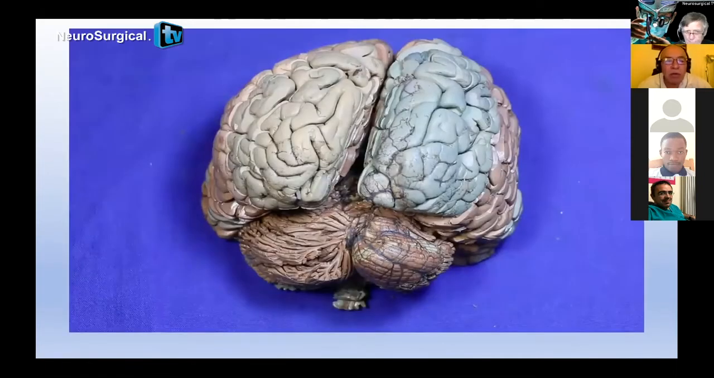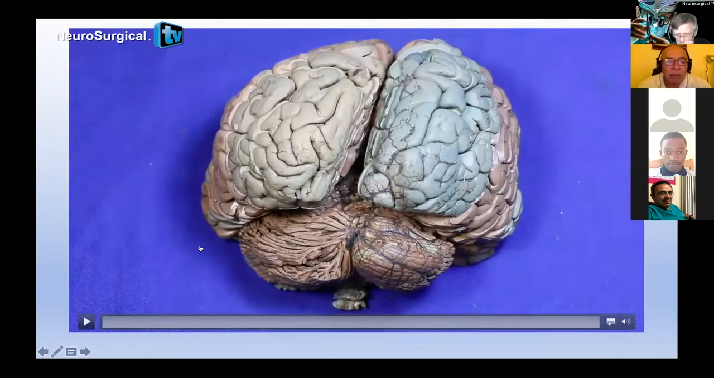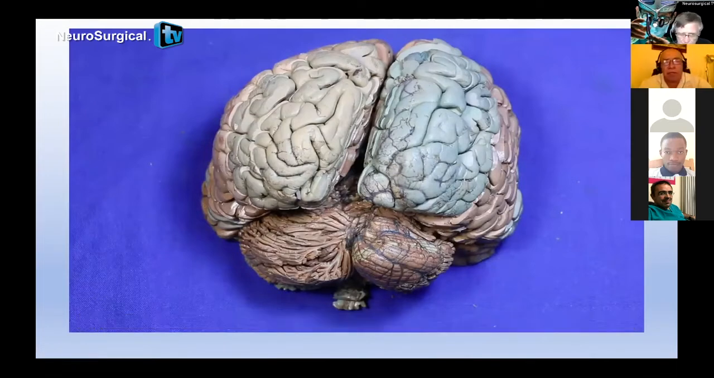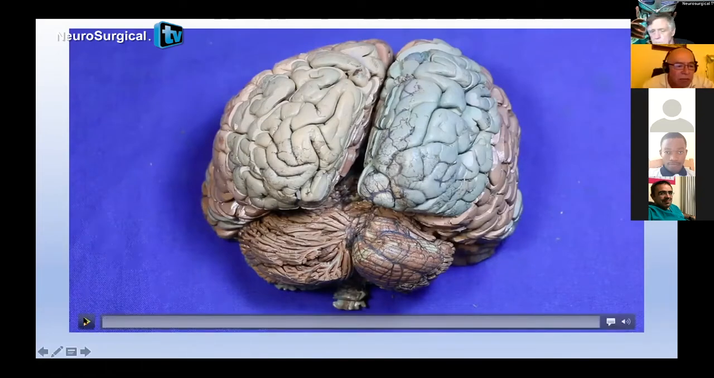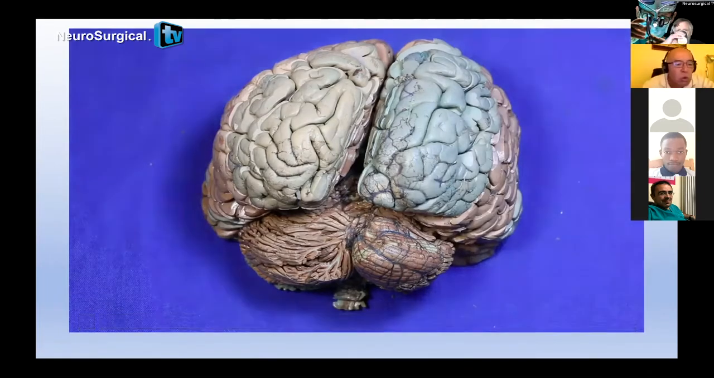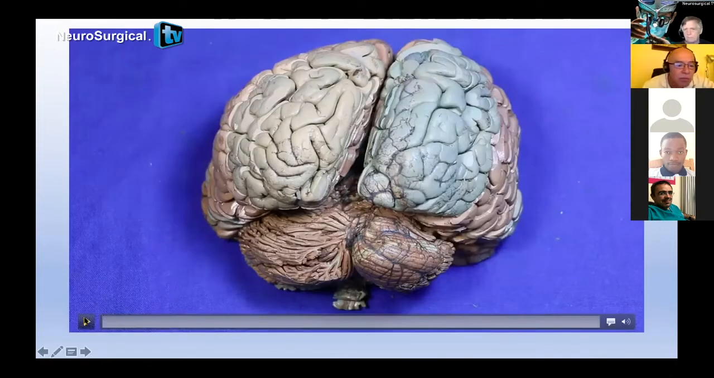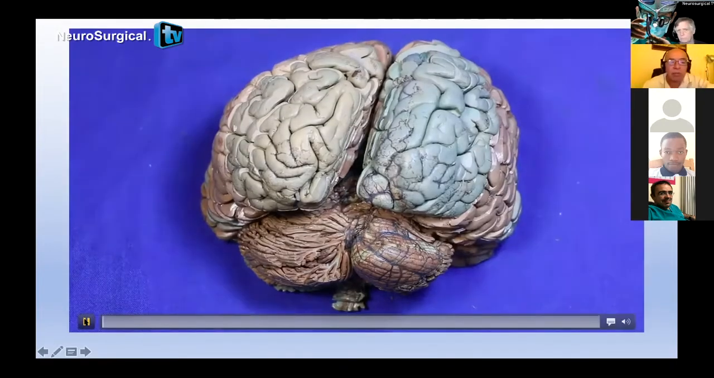Now we are going to see several cuts of this brain. First of all, I stained all the cuts of this brain, and then after, I'm going to remove this. Excuse me. Sorry. Okay.